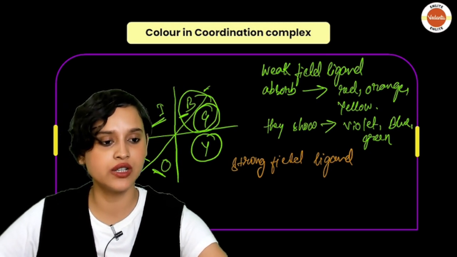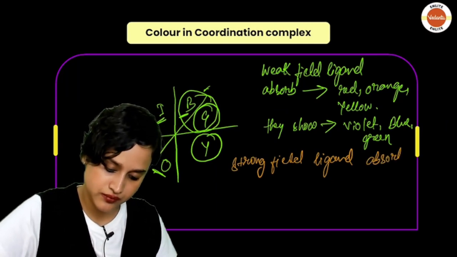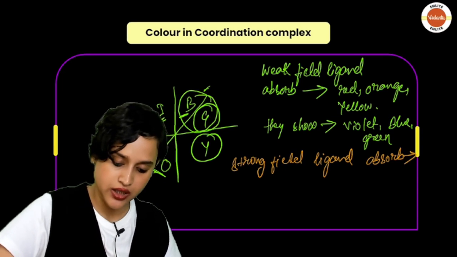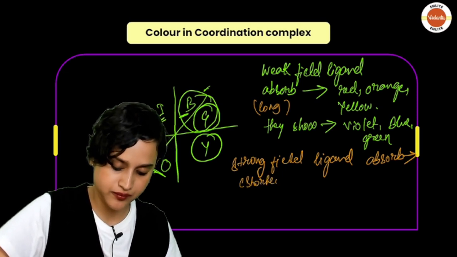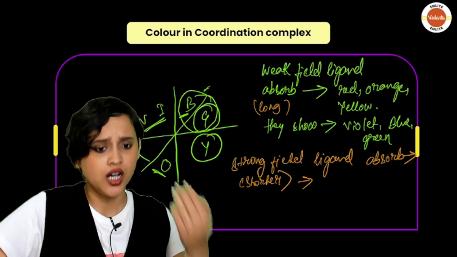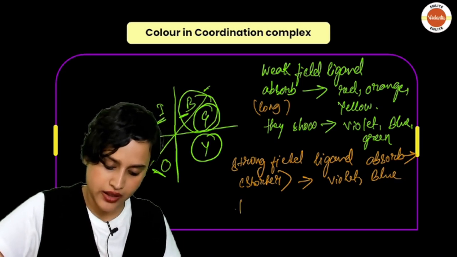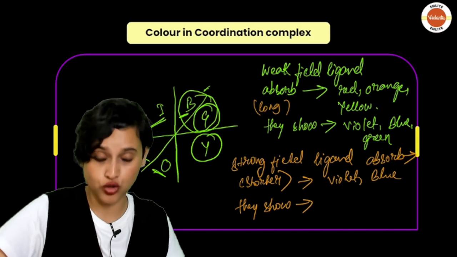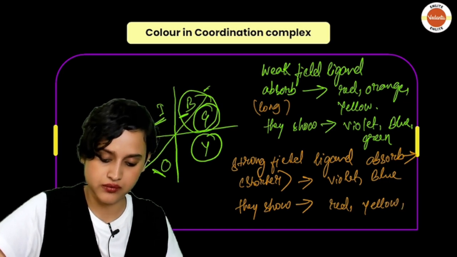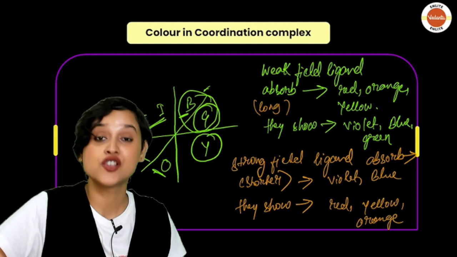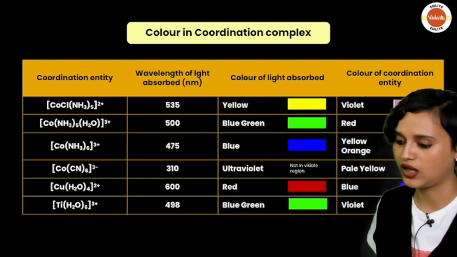Strong field ligand, what they do is, check it out here, everybody. Strong field ligands absorb shorter wavelength, that means they absorb violet, blue, green. What colors do they show? They show red, yellow, orange. So that means, my dear students, from this chart you will be able to clearly tell me which one shows what color. Check it out.